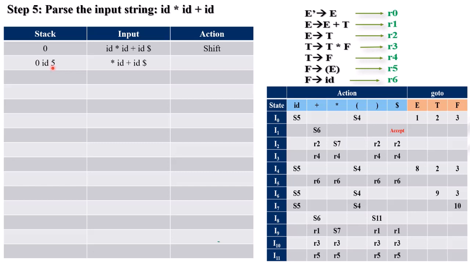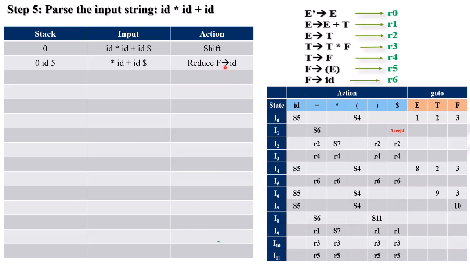So we shifted id. What is left in the input? * id + id $. Now we have to check I5 and star. What is in I5 and star? There is a reduction R6. What is R6? We reduce F tends to id. As you see, this is automatically done with the help of the parsing table. When we check 5 and star, we get R6. What is the sixth production? F tends to id. As it is R6, R means reduce, so we write reduce F tends to id.